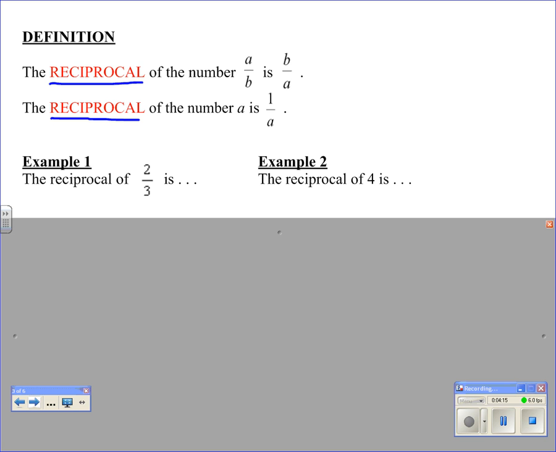Let's look at the first example. The reciprocal of 2/3 is 3/2. What I do is I take my numerator and denominator and I switch their places. Example 2, the reciprocal of 4 would be to put 4 over 1 and flip it, you get 1/4.